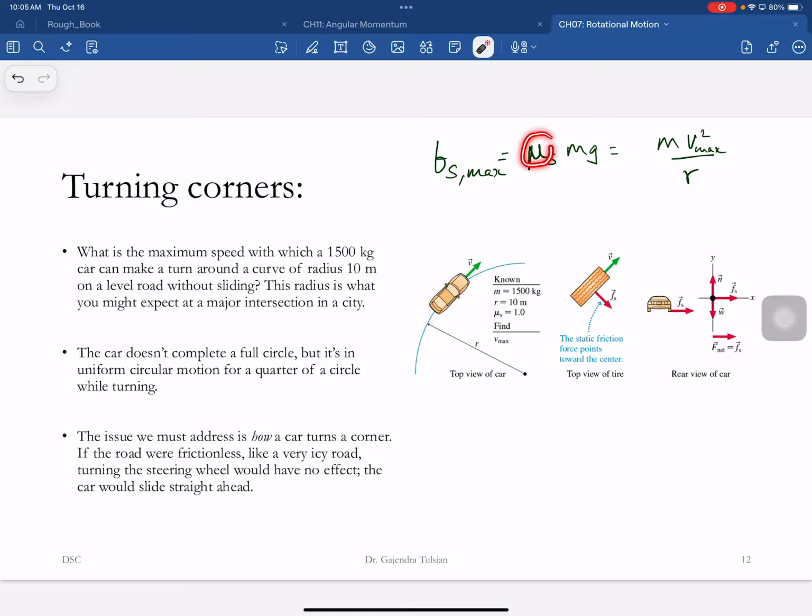For a given stickiness, the smaller the radius of the turn, if this gets too small, this will get larger than that. You can't make that turn. And so if your tires are not sticky enough, there's a minimum radius or a maximum speed at which you can make that turn.